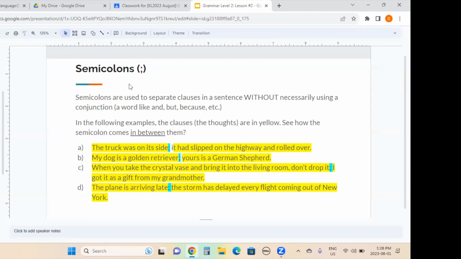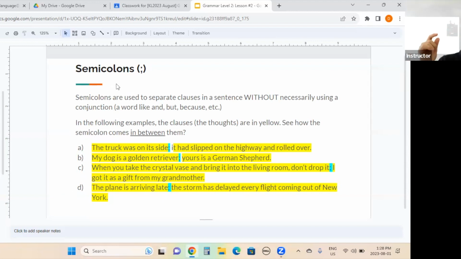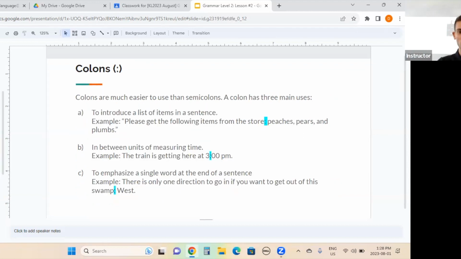Yeah. So that's how semicolons are used. You just put these guys in instead of those joining words or conjunctions, we call them. So that's all for semicolons. We'll come back to that a bit later. Colons, though, these are really, really easy.